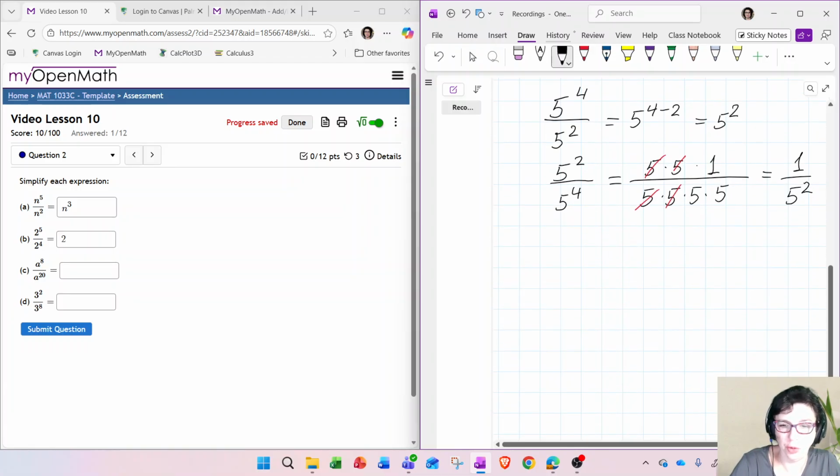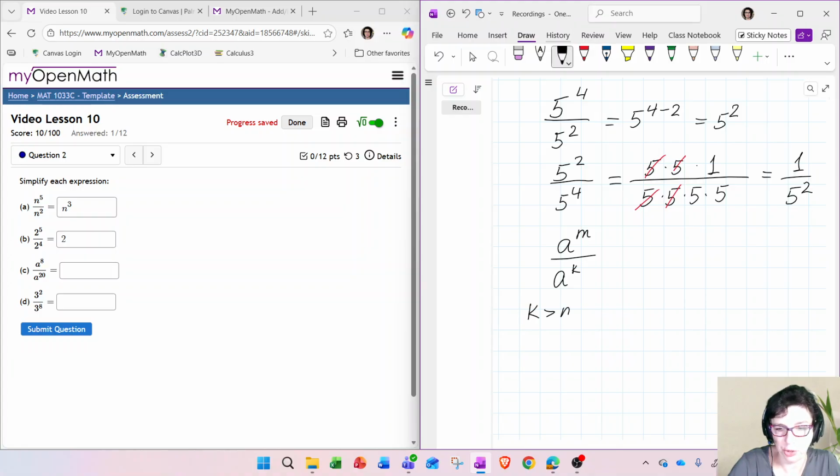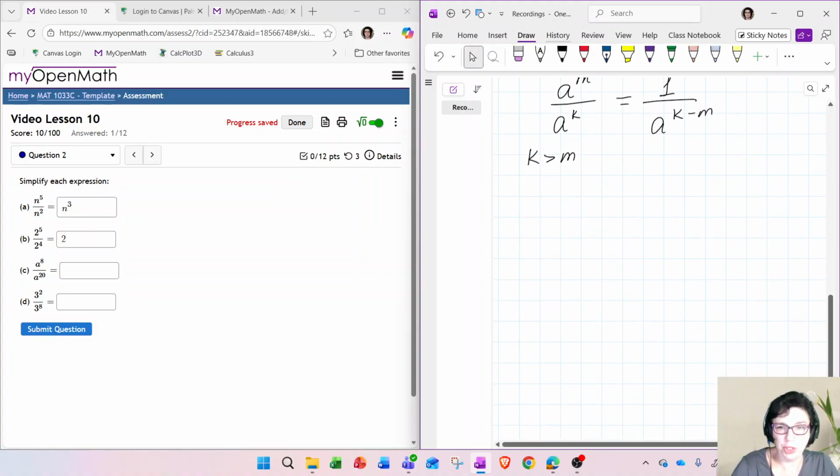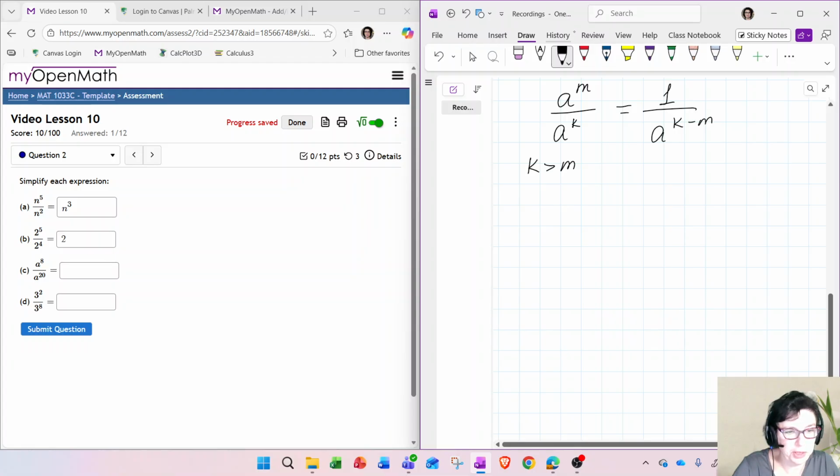Okay, let's generalize that. Here is the general rule. We're going to get a to the power m divided by a to the power k. But this time, the bottom is larger, so k will be more than m. What happens is it's going to give you 1 on the top, and on the bottom, you're going to subtract k minus m.